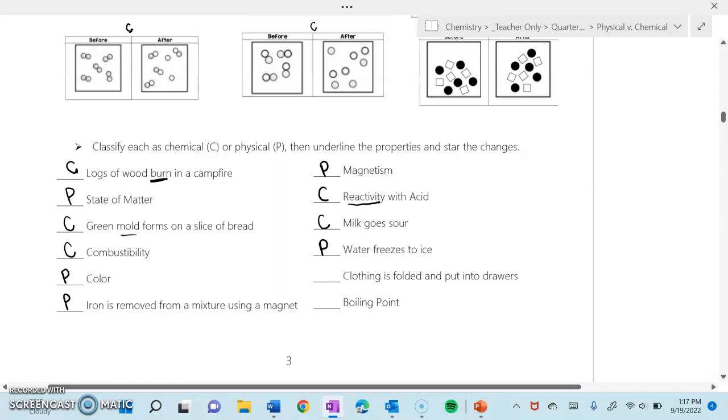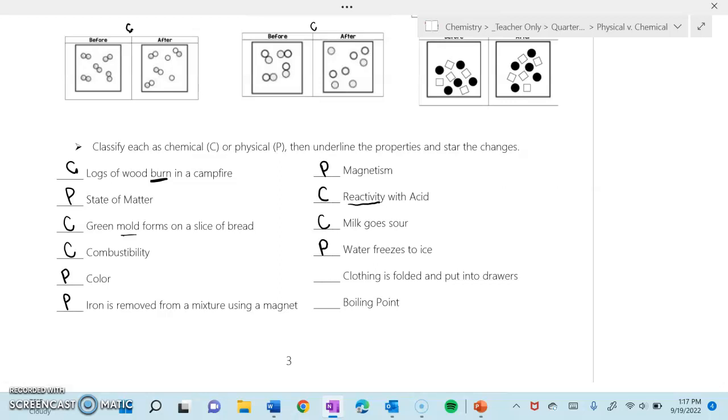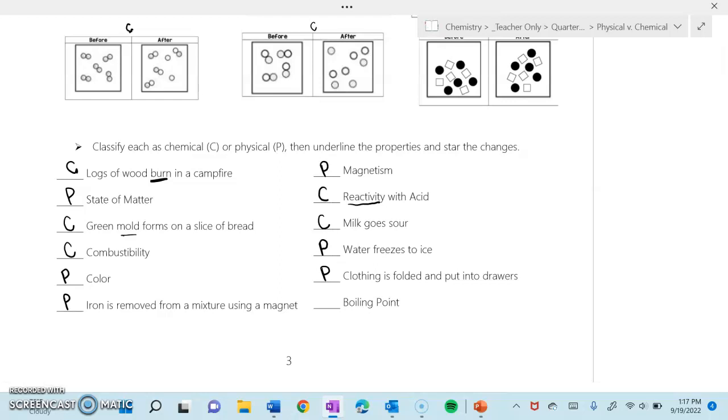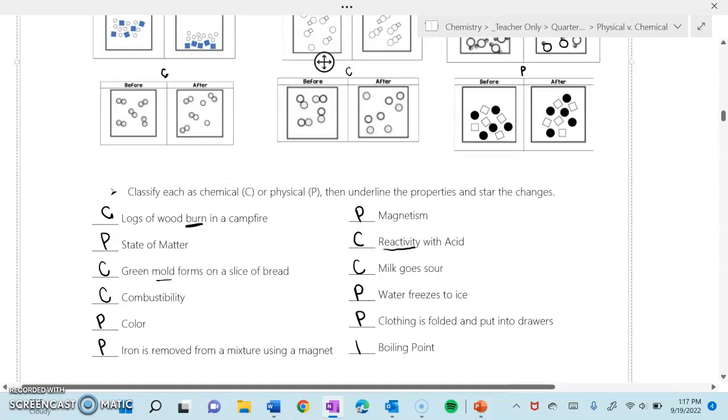Clothing is folded and put into a drawer. If I have my shirt in a laundry basket versus my shirt folded in my drawer, it's still my shirt. Physical, no reaction. And boiling point. In order to see if something is boiling, I don't have to do a reaction. It's just something that's happening. I do have to make it change, but that's not a reaction in terms of bonds breaking and forming. So this is also physical characteristic.